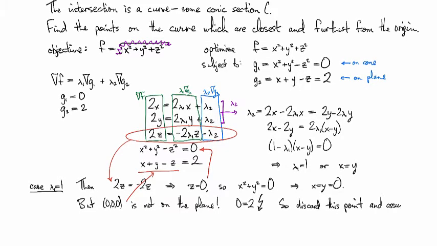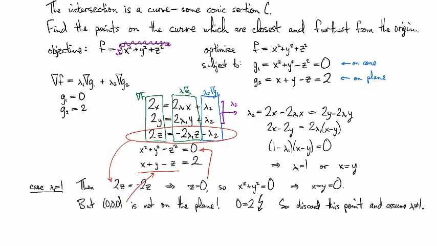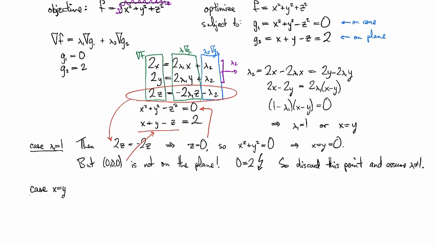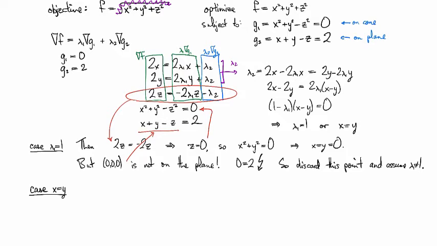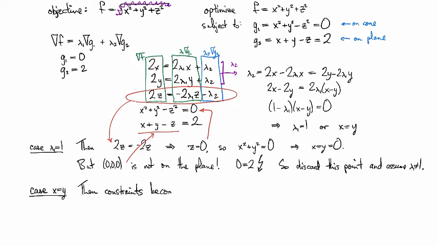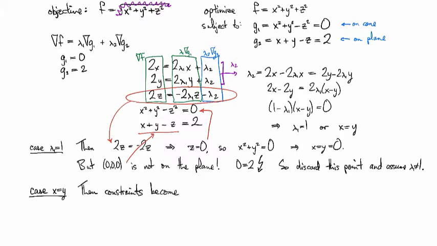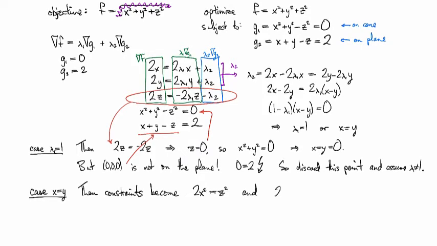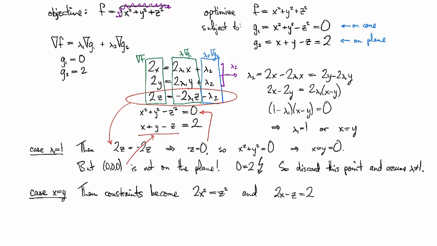And assume lambda 1 is not equal to 1. Then we go on to the next case. The other possibility that we saw was that x is equal to y. What does this tell us? Then the constraint simplifies some. Let's take a look at that. We get 2x squared equals z squared from the first one, and we get 2x minus z equals 2 from the second one.